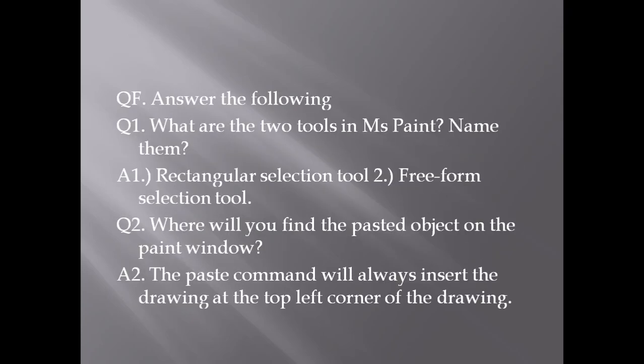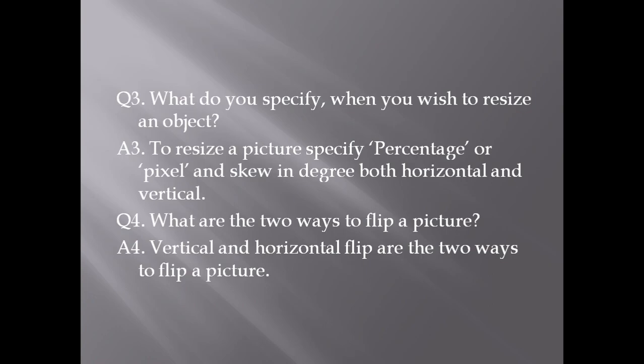Let us see once again. What are the two tools in MS Paint? Name them: rectangular selection tool and freeform selection tool. Where will you find the pasted object on the Paint window? The paste command will always insert the drawing at the top left corner of the drawing area, right? Then what do you specify when you wish to resize an object? To resize a picture, specify percentage or pixels, and skew in degrees, both horizontal and vertical.